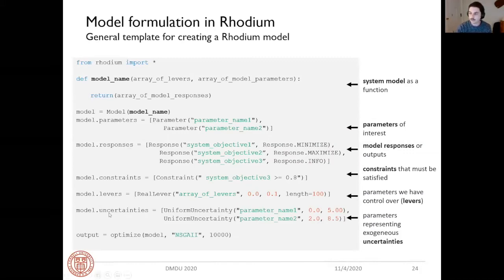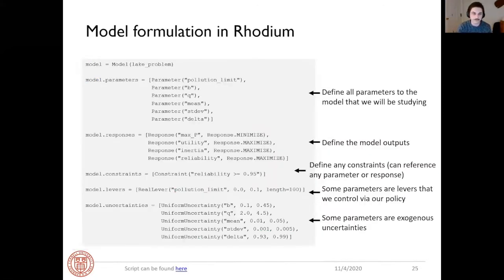The uncertainties can be defined by just declaring model.uncertainties. And then finally, we can optimize with just one line of code where we just write output equals optimize. And this specific example will be optimizing our model that we've created using the NSGA2 algorithm. And we're going to run this algorithm for 10,000 generations.